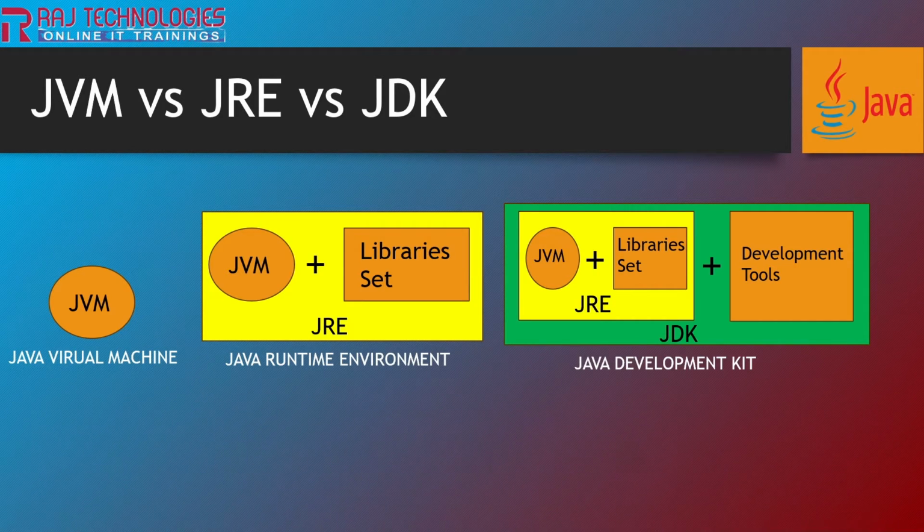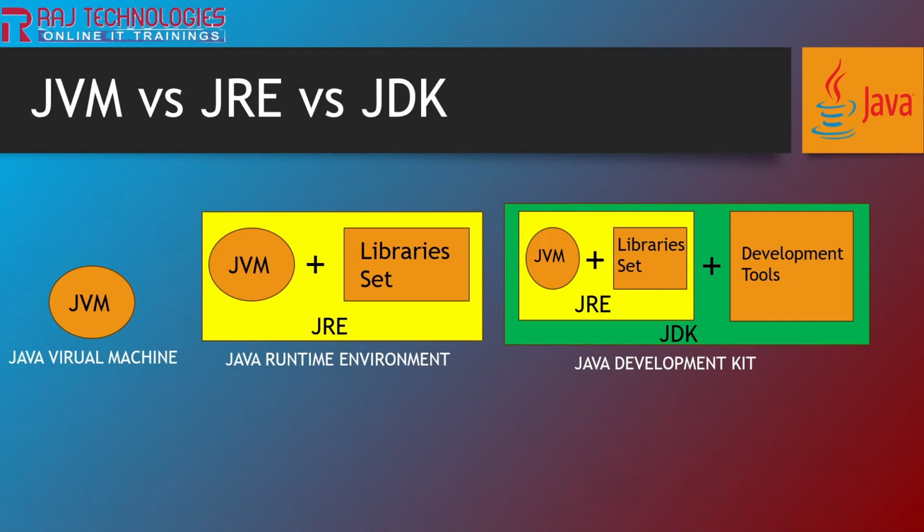The next one, JDK. JDK stands for Java Development Kit. So what is this Java Development Kit? JRE plus development tools. So what is this JRE? JVM plus library set is JRE, and JRE plus development tools comes under as what? JDK. So when we download and install JDK on our operating system, it comes with what? JRE. It comes with JRE plus development tools, and JRE comes with what? Internally JVM plus library set.